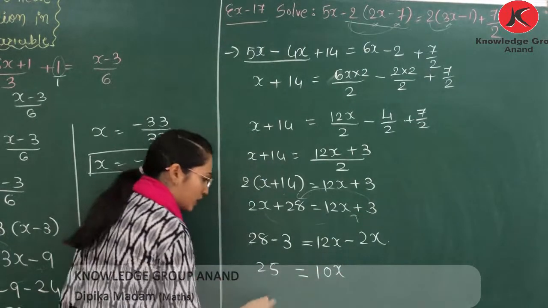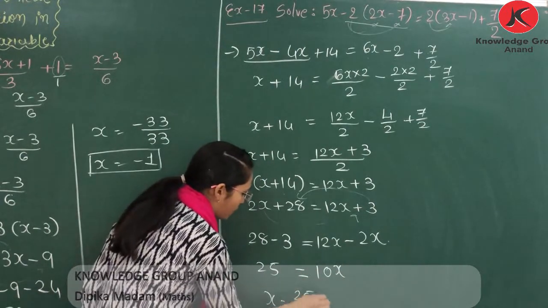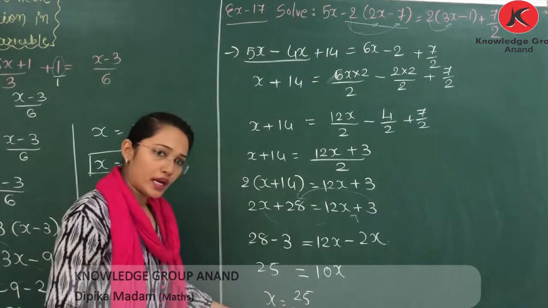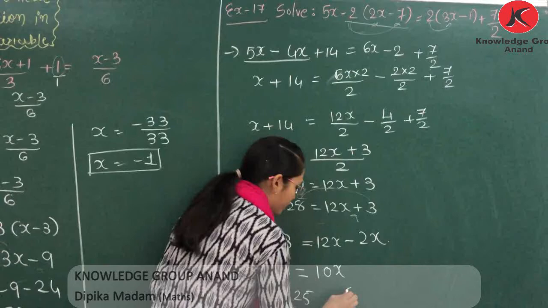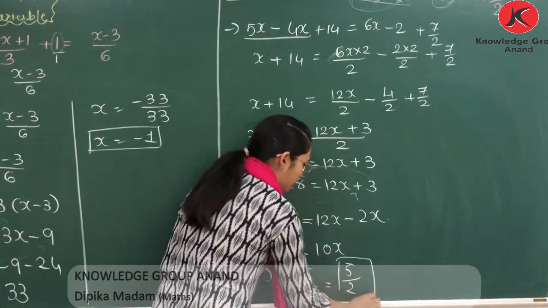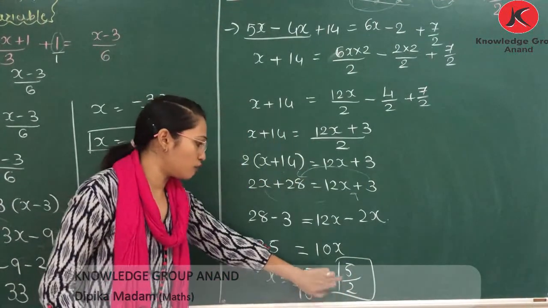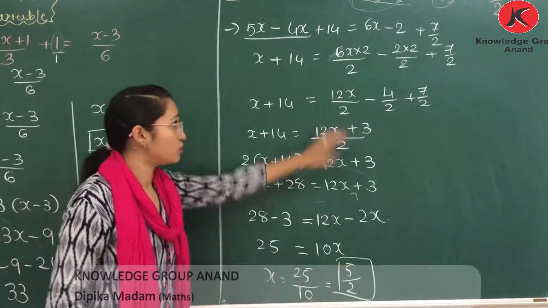Now 10 is in a multiplication, so it becomes divide, 25 by 10. You can cut the common factor, 5 5s are 25 and 5 2s are 10. So it is 5 by 2. Again you can check your answer by putting the value x is equal to 5 by 2 into the equation.